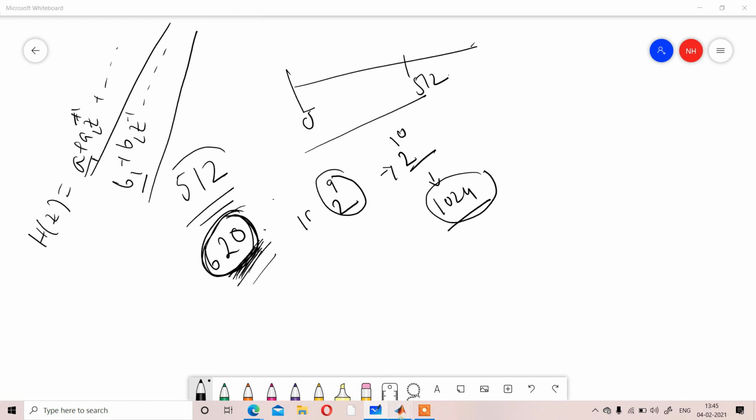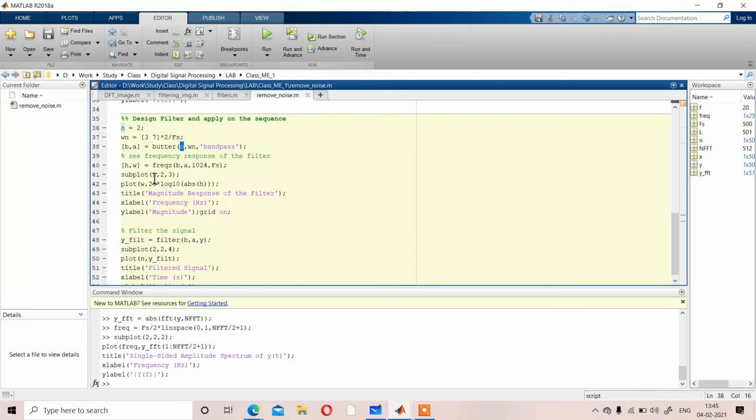So that is the reason A and B are matrices. B is the denominator and A is the numerator, so the denominator will be written first and the numerator second. Then butter means it is choosing the Butterworth filter. The first argument defines the order, the second defines the cutoff range, and the third defines what type of filter you are going to design.